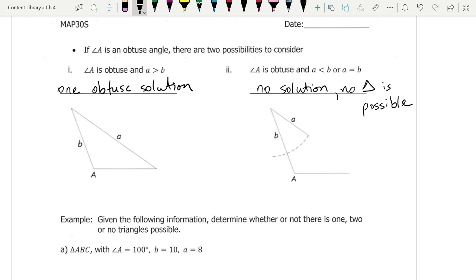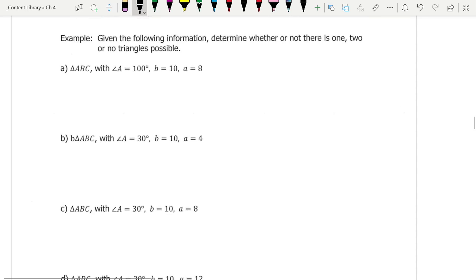So when I'm given one of these questions, I like to make myself a little sketch. Given the following information, determine whether there is one, two, or no triangles possible. This one is exactly the last one we just looked at. If angle A is 100, make a sketch of angle A being more than 90. Maybe I've exaggerated a little, but there we go. There's 100. There's angle A. The side right next to it, B, is 10. The side opposite A isn't as long as 10. How could it possibly reach the other side? No triangle possible.